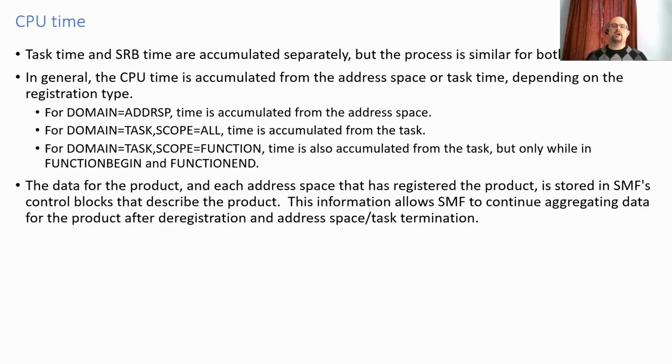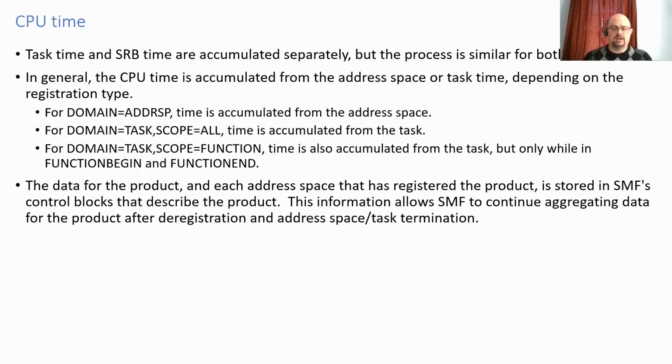So let's talk real quick about the flow of CPU time and how it's handled. Task time and SRB time, we accumulate separately, but it's similar for both. In general, we gather the CPU time from the address space or the task. It depends on how it's registered, of course. For domain equals address space, we get the address space time. For domain task scope all, we get time from the task. And similar for domain task scope equals function, but we only accumulate the time in between the function begin and function end calls.